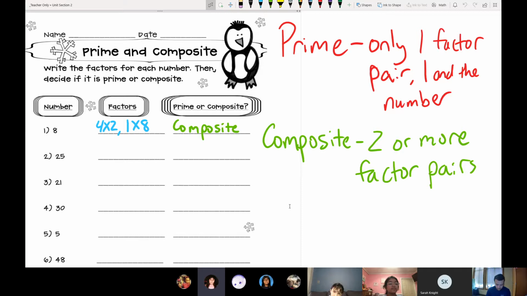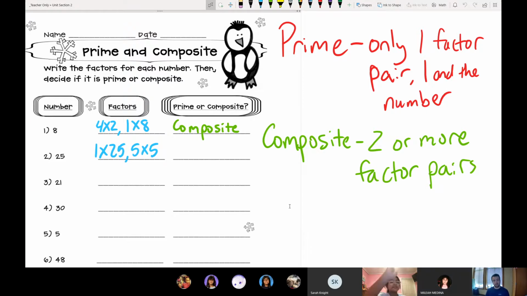1 and 25. Right, we can always start there. We can always start with 1 and the number. So 1 and 25. Okay, are there any other factor pairs here? 5 times 5. Yeah, 5 times 5. Well done. Now that we know that there are many different factors, is this prime or is it composite, Malia? Composite. It is composite.